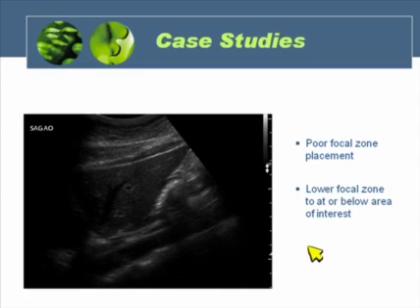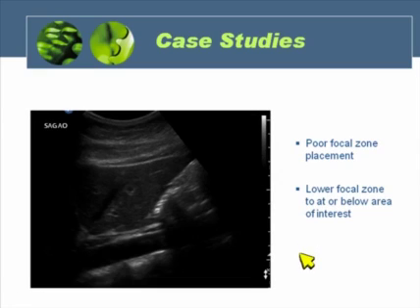Lower your focal zone to at or below the area of interest. Notice in this image, with the focal zone properly placed, I have much better definition of the far field.